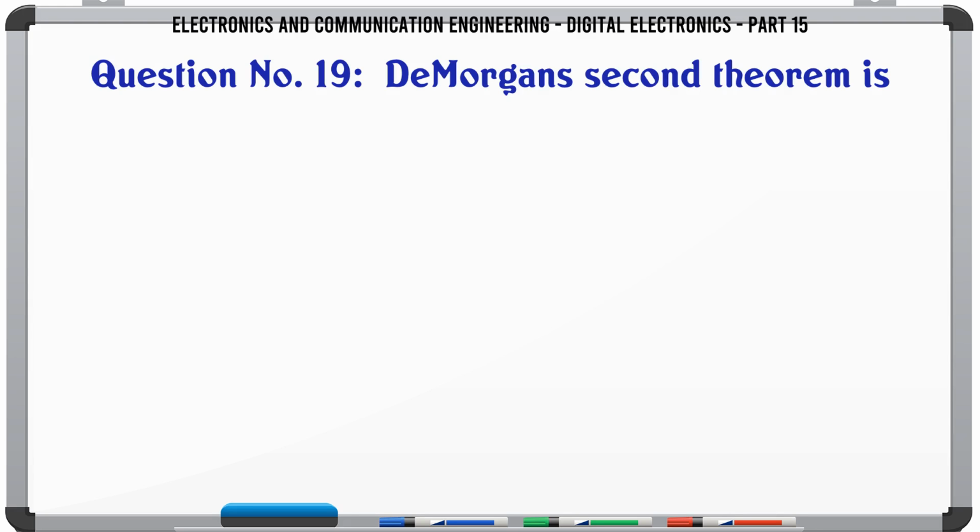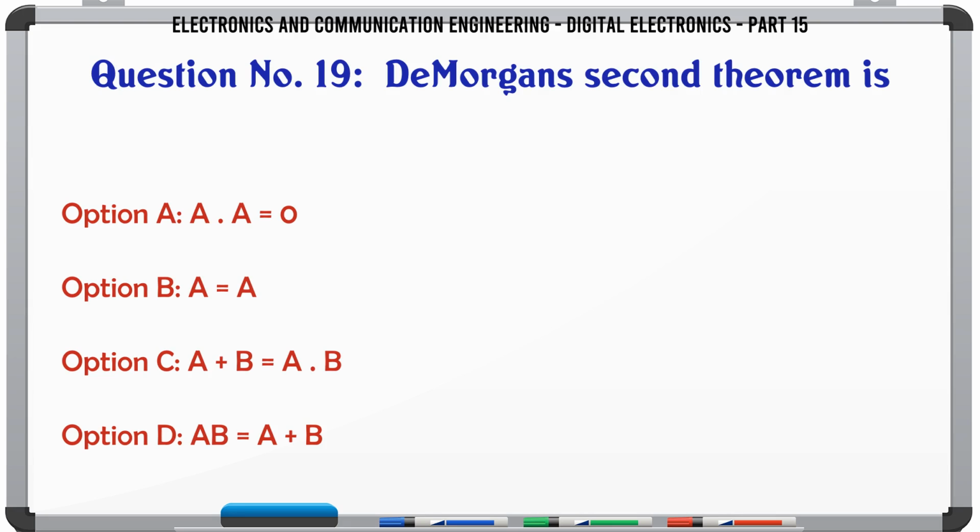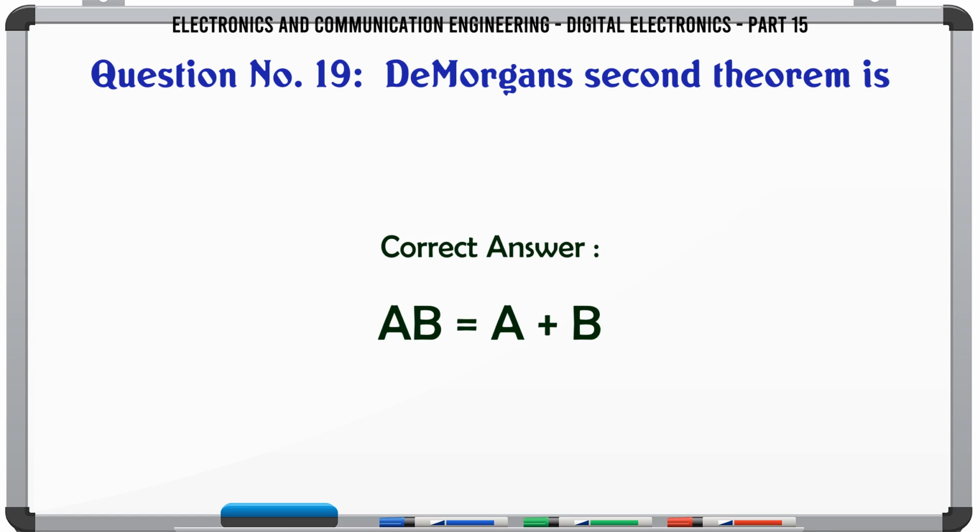DeMorgan's second theorem is: A. 0. B. C. A B. D. A B. The correct answer is A B.